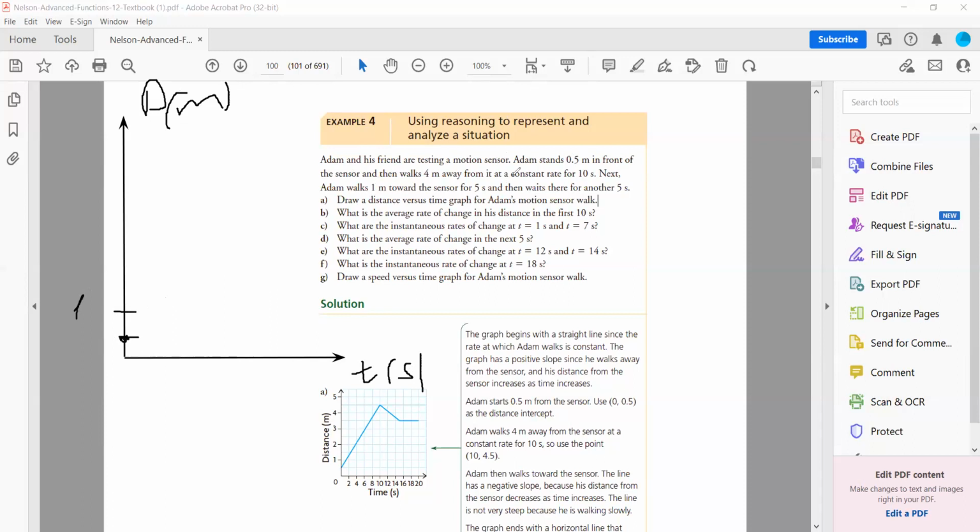Then walks 4 meters away from it at a constant rate for 10 seconds. So 0 seconds, 10 seconds, and we walk up to 4 meters away. 2, 3, 4. 4 meters. So our graph would meet somewhere here, in this point. And we also know that he walks away at a constant rate of change. So we have a linear dependence.